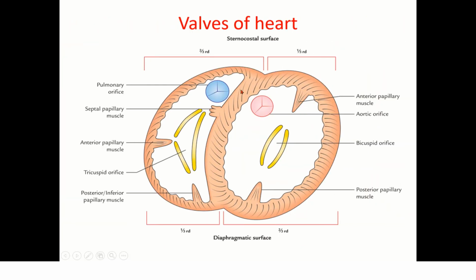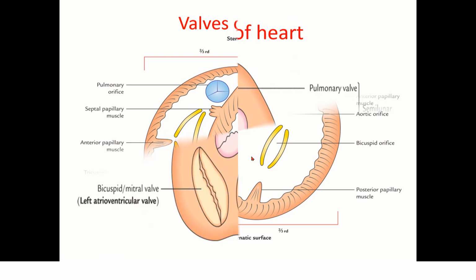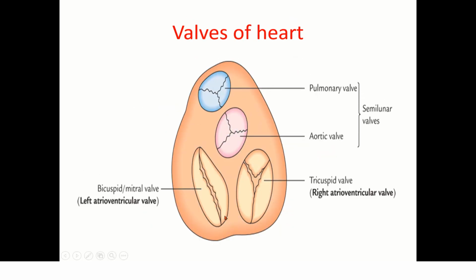You can see here, this is the interventricular septum. This is the cut section of the right ventricle, which is semilunar, and this is the cut section of the left ventricle, which is circular. And you can see these are the valves. This is the tricuspid valve, this is the mitral valve, this is the aortic valve, and this is the pulmonary valve. These are the semilunar valves.